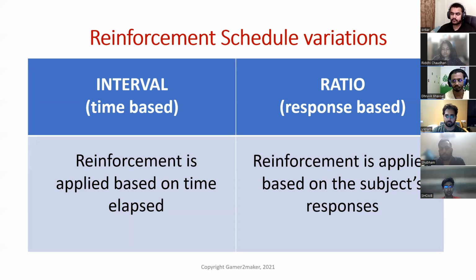You do this much, you get a time, right? And can anyone give me an idea of interval? The next kind of reward is called ratio. This is when reinforcement is applied based on the subject's responses.